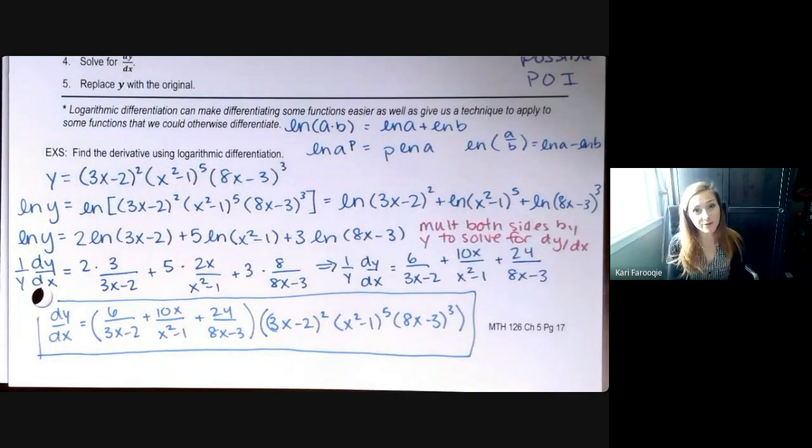That's the derivative. I know it looks terrible, but you know what? That's actually kind of the cool thing about doing these is you don't have to do a ton of simplifying. Just do what you can and leave it. That's it.